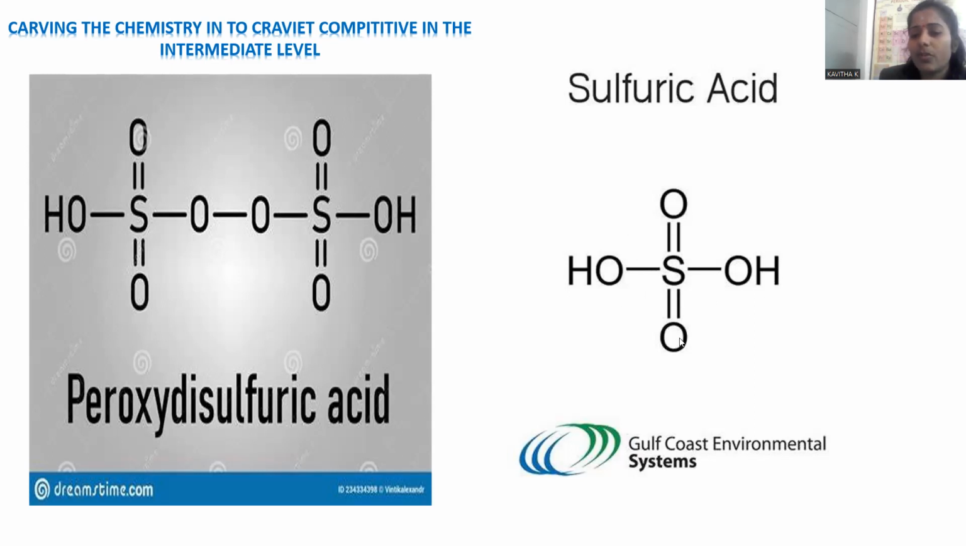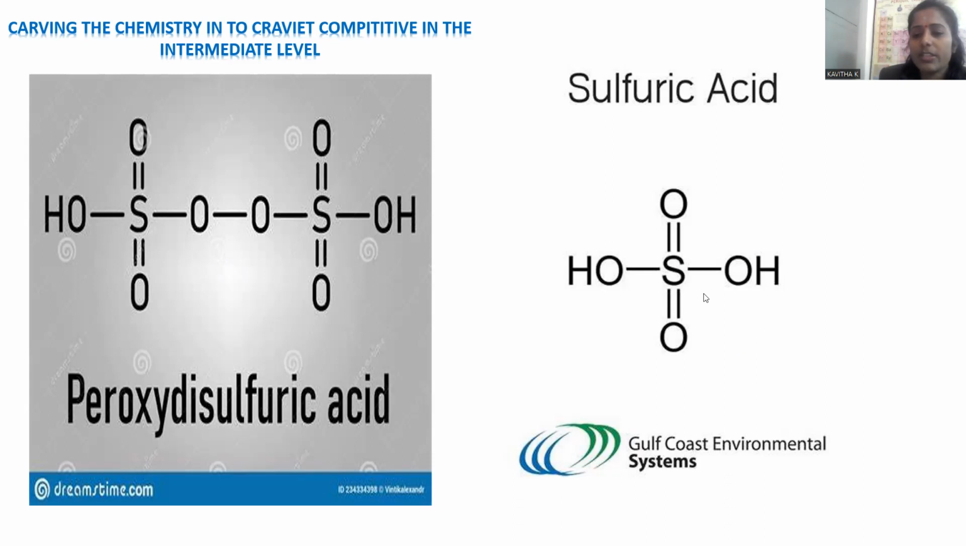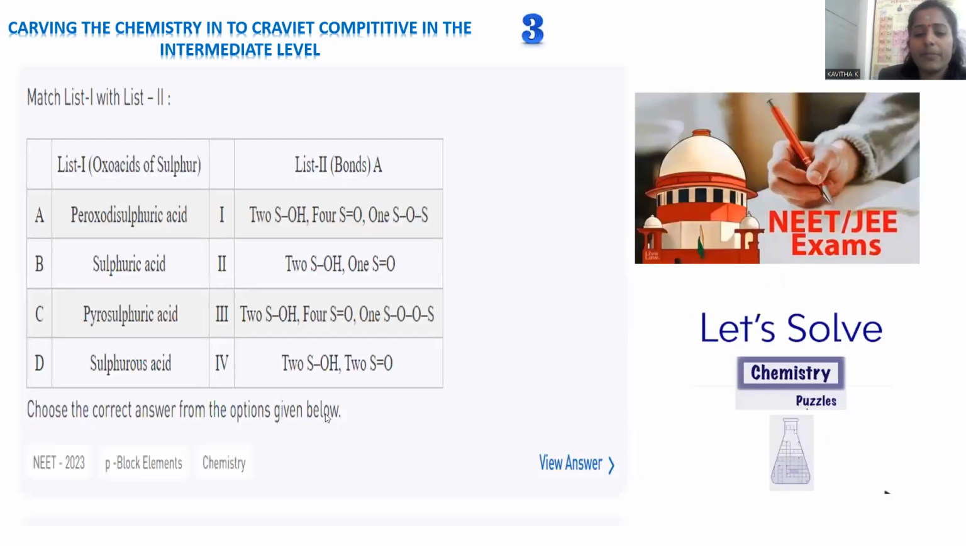H2SO4: S double bond O, here OH, here OH will be there. This is called sulfuric acid. 2 OH will be there, and 2 S double bond O is there. 2 OH and 2 S double bond O are rightly preferred for sulfuric acid, so that B can be easily mapped with option number 4.